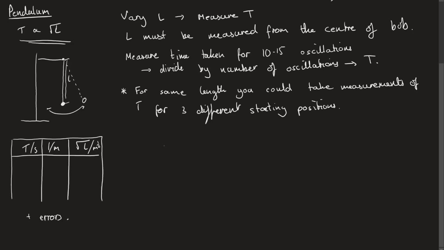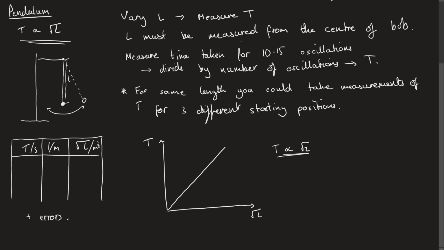And then your graph is going to be a graph of T against root L. So T here against root L here, and you should find that you will get a straight line. Therefore, you will end up with proving the result that T is proportional to root L. And this is the main point of this experiment.